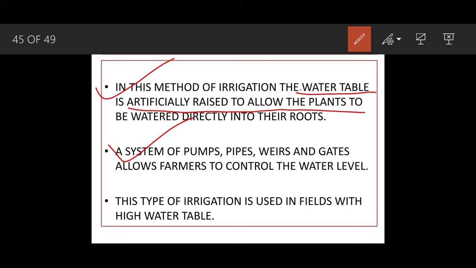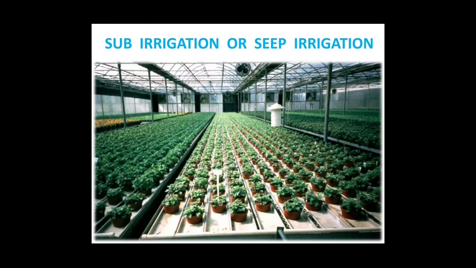Now children, the water level is also controlled. It should not go beyond, otherwise there will be other problems of infertility of the land. This type of irrigation is used in fields with a high water table. So this is about SEEP irrigation.